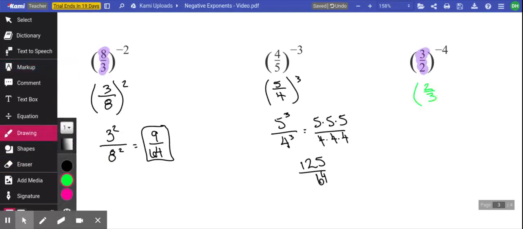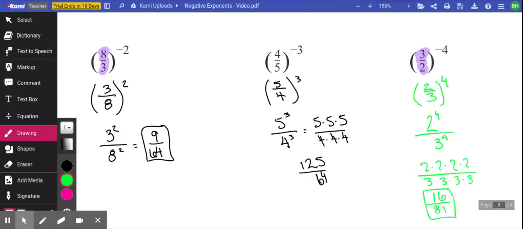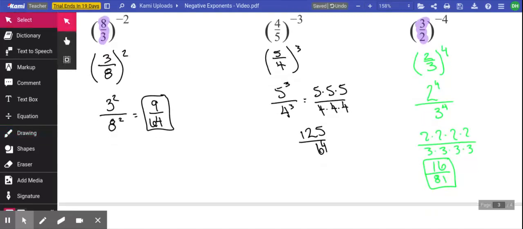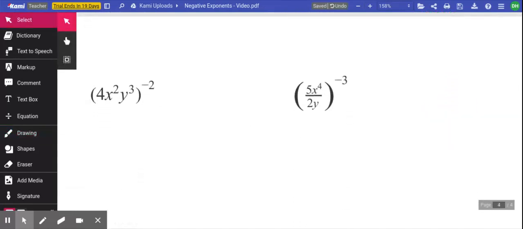Okay, we got 2 over 3, positive exponent. 2 to the 4th divided by 3 to the 4th. And 2 times 2 times 2 times 2 over 3 times 3 times 3 times 3. That's going to make 16 over 81. All right. Okay, so we just threw in a couple of real squirrely rascals here. We've got some more interesting expressions, we'll say, now that we've included the variables to go with them.